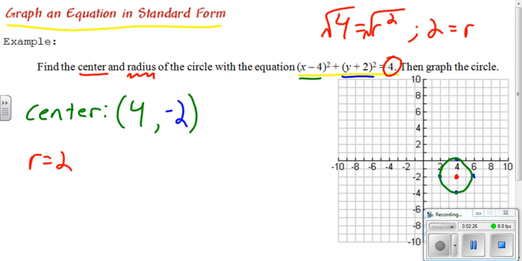So a pretty quick, easy way to graph a circle: finding the center, finding the radius, and just connecting the points. Remember, it's easiest just to go from your center, go left the radius amount, go right the radius amount, go up the radius amount, and go down the radius amount. Find those points and just draw a circle around them.